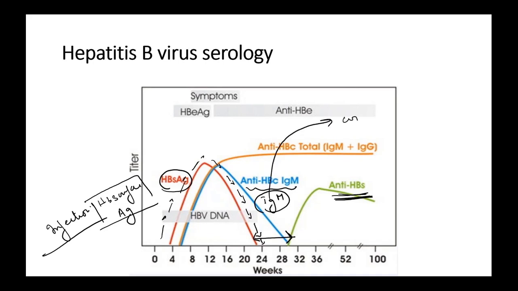So during the window period, surface antigen is negative and only core antibody IgM is positive. Core antibody IgM, shown in blue, increases and eventually decreases too. At that point, surface antibody appears, and that indicates immunity.